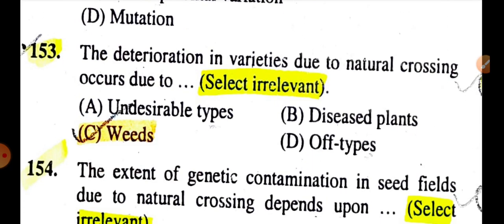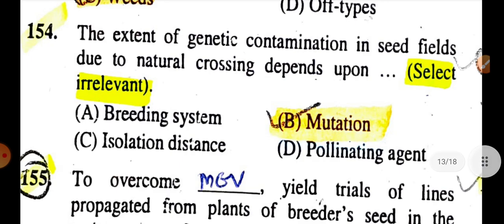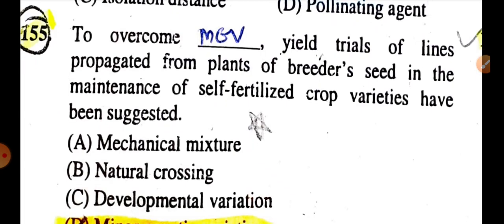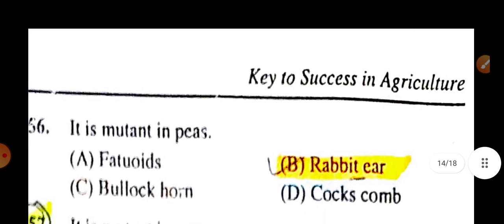The deterioration in variety due to natural crossing occurs due to undesirable types, diseased plants or off-type plants, not from wheat. The extent of genetic contamination in a seed field due to natural crossing depends upon breeding system, isolation distance, and pollinating agent, not from mutation. To overcome minor genetic variation, yield trials of lines propagated from plants of breeder seed in the maintenance of self-fertilized crop varieties have been suggested.